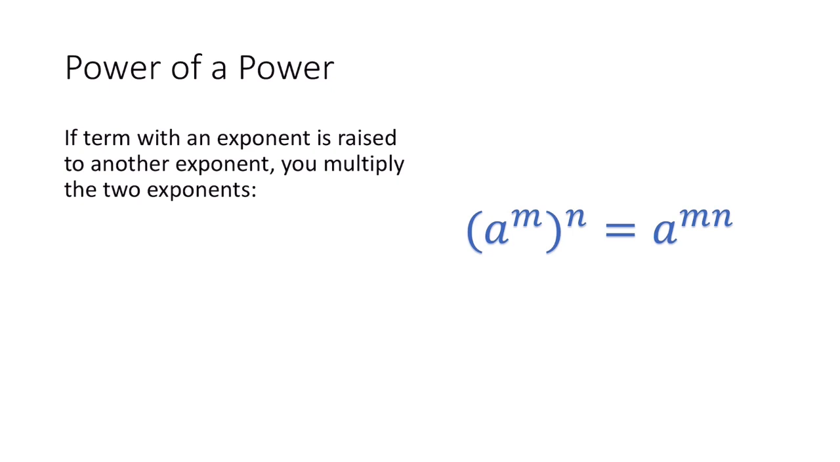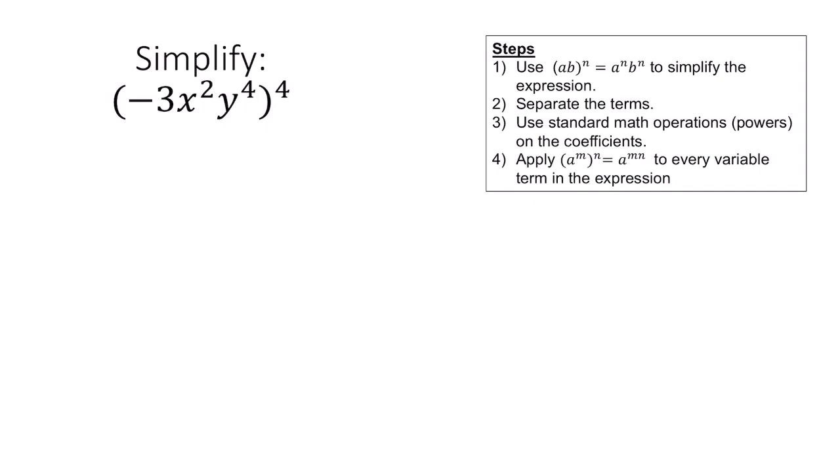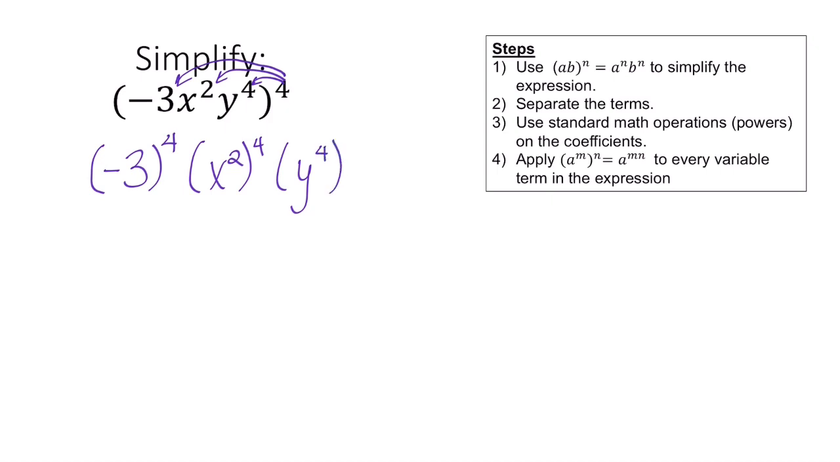So we also have what's called the power of a power property. So if a term with an exponent is raised to another exponent, you're going to multiply the two exponents together. So for example, if we have this expression, we're going to work on simplifying it using that power of a power property. Remember, once again, I'm always going to work with a coefficient separately. So I'm going to pull that negative 3 out in front, and this power, remember, goes to every single thing that's on the inside of the parentheses. So I have negative 3 to the 4th, and then I'm going to do my x, so I have x squared to the 4th, and then I have y to the 4th to the 4th.